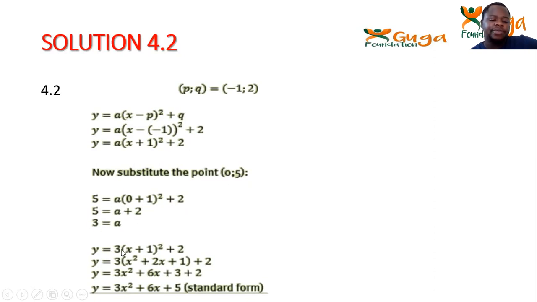Then you substitute your a value. And then you've got 3 into x plus 1 squared plus 2. Then you simplify here. You just simplify here and then you will arrive here and leave it in the standard form. This is simple, I believe.